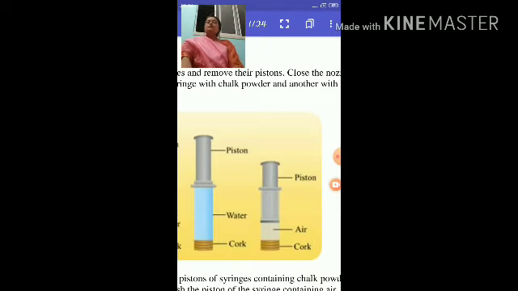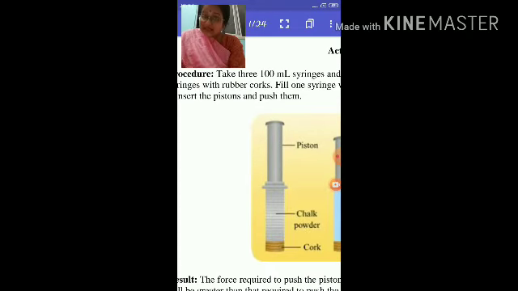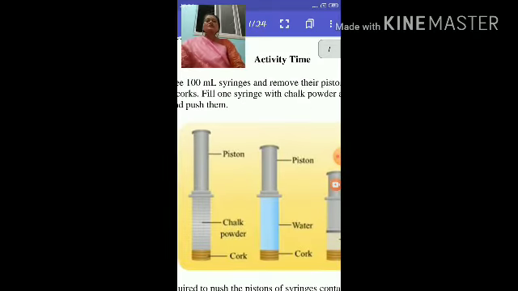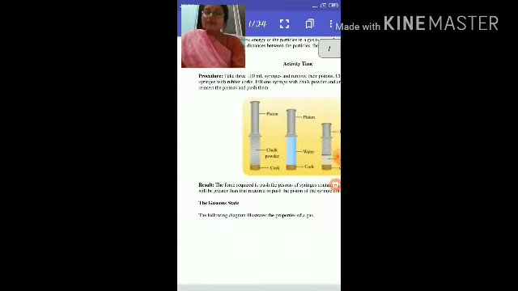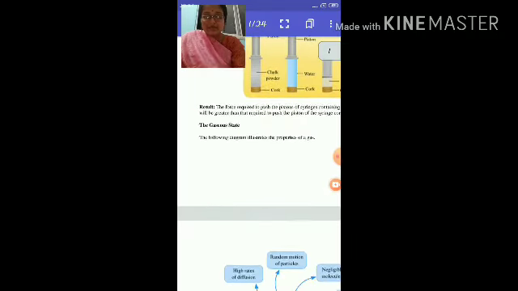So in terms of pushing energy, in case of the third syringe, it will be the lowest. In case of the first syringe, it will be highest or greatest, and in case of the second one, it will be intermediate. And now, a brief recapitulation of today's class.